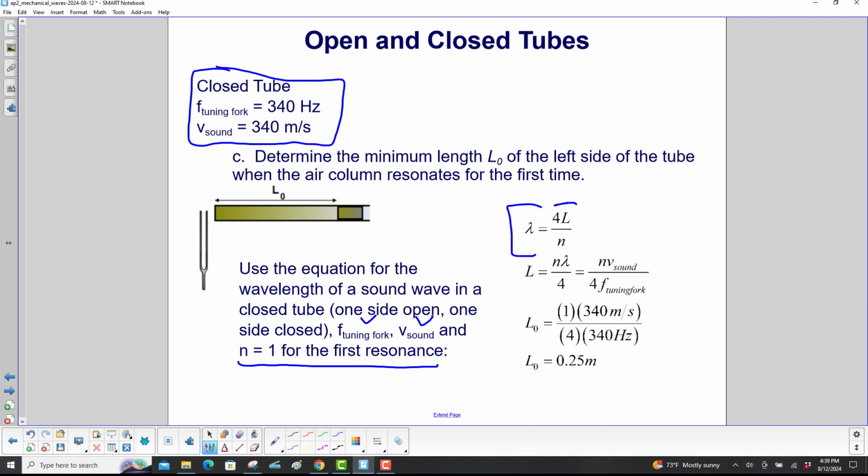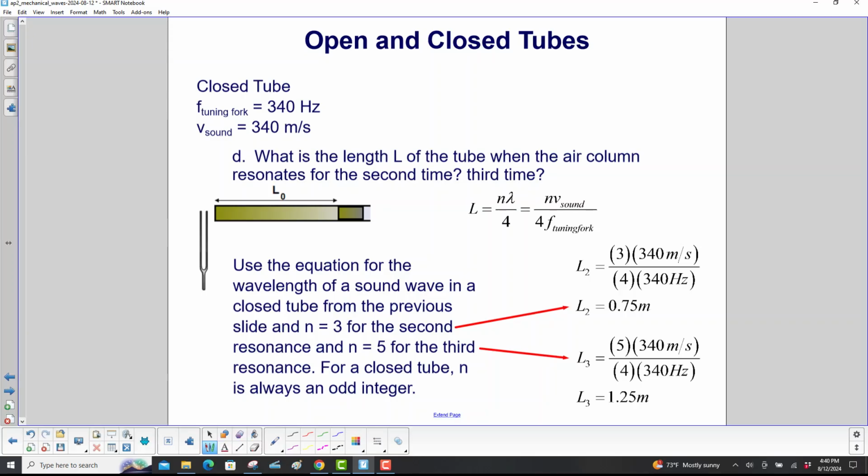So this equation is 4L over n, and we want to solve for L, so we move that around a bit, and we get L is n lambda over 4, and what is lambda equal to? V sound over the frequency of the tuning fork. Substitute in our numbers, and we get L0 is 0.25 meters. That would be this distance right here.